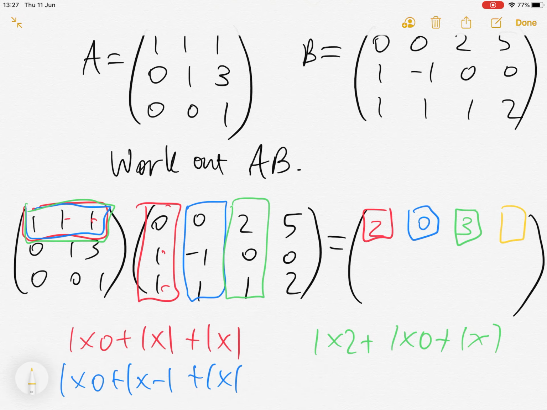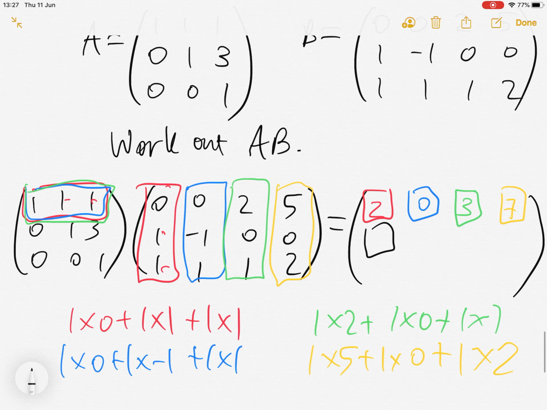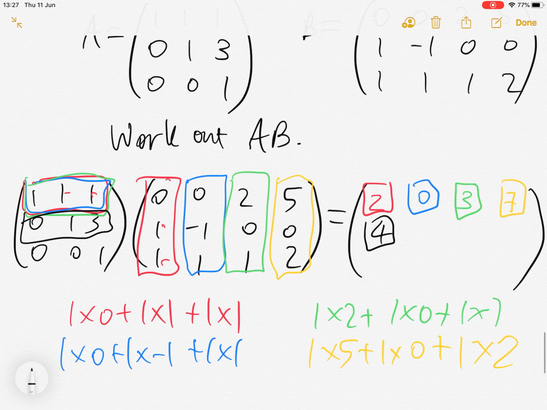Then the fourth entry over here is in the fourth column this time. So we do 1 times 5 plus 1 times 0 plus 1 times 2, which is 7. Okay, so that's the first row. Then the second row, we now take the second row first column. We do 0 times 0 plus 1 times 1 plus 3 times 1, that's 4. Second row, second column is 0 times 0 plus 1 times minus 1 plus 3 times 1, that's 2.